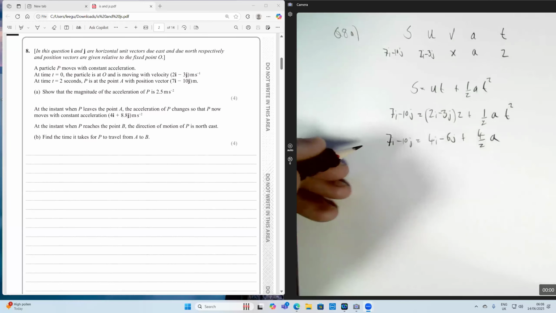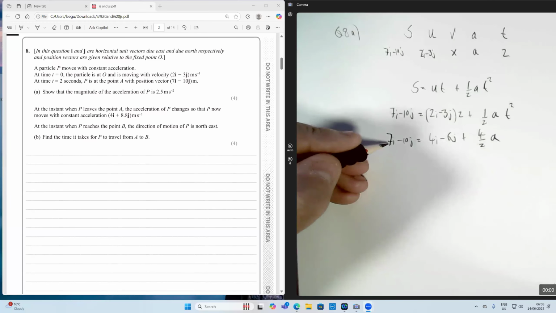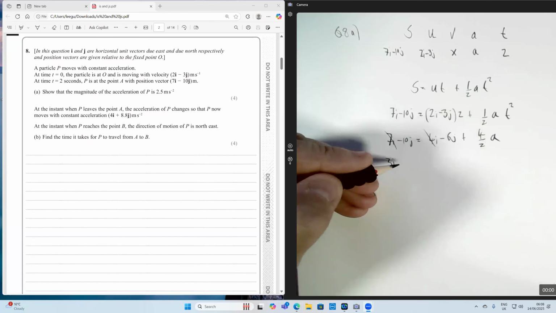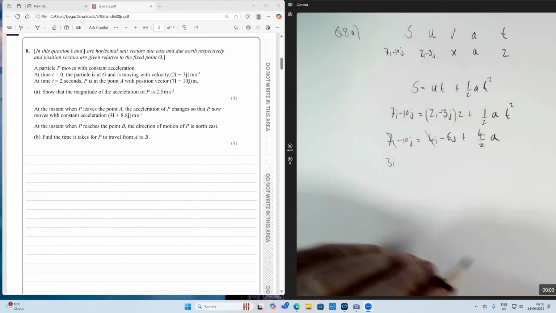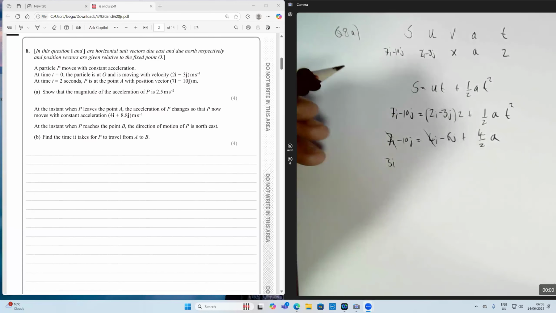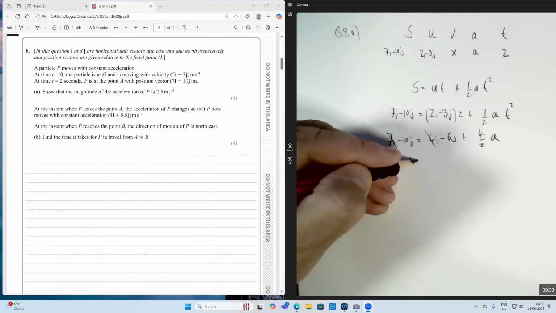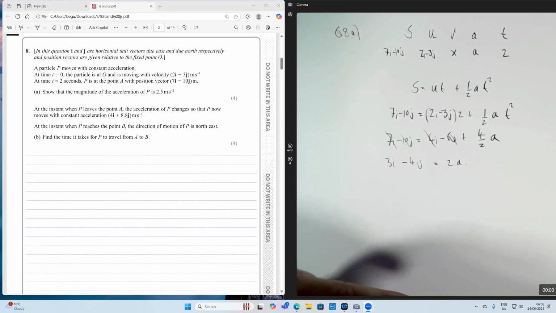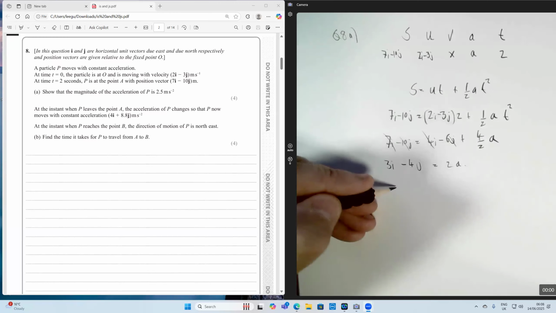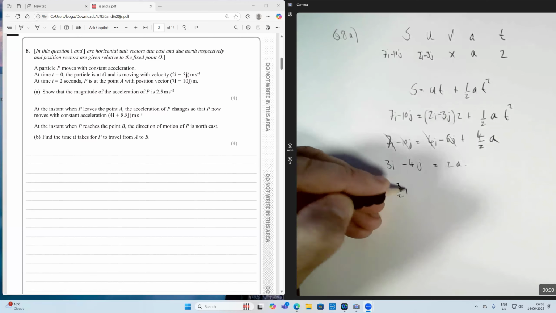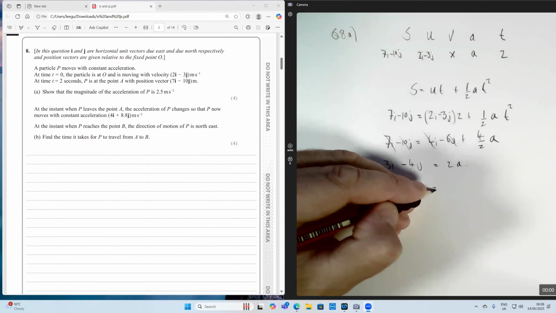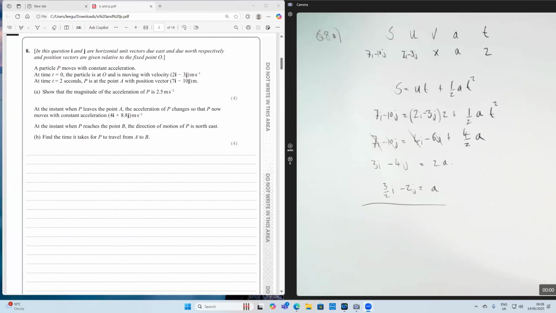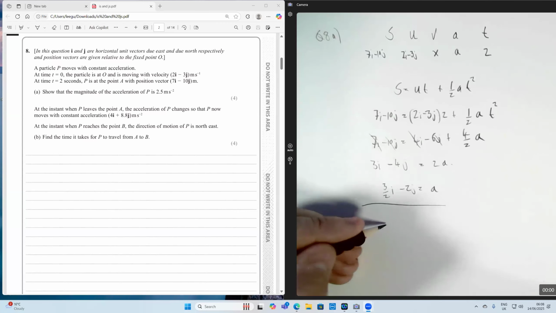Then we can take everything over one side. So we're going to have 3i, and then minus 4j, is equal to 2 times the acceleration. Then we're going to divide by 2, so we have 3 over 2 i minus 2j as our acceleration. Okay, perfect. So we found our acceleration, and now we need to show that it has a magnitude of 2.5.